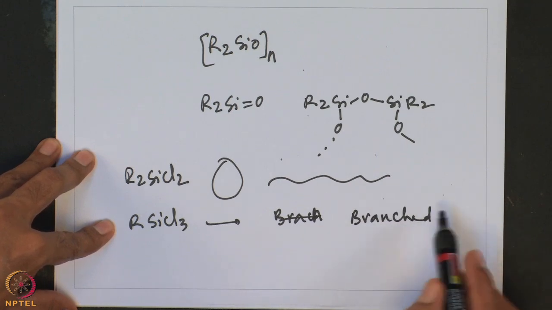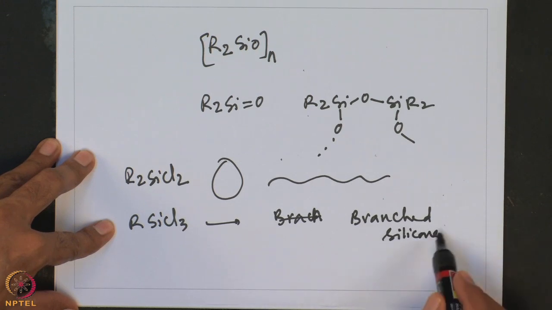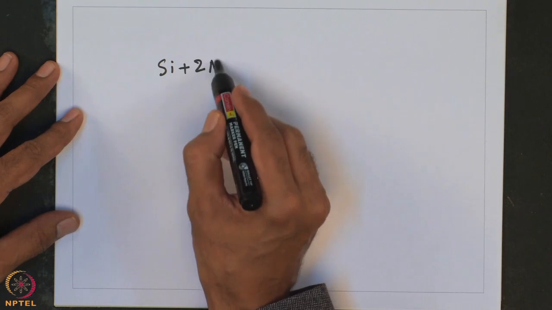Branched silicon also we can see. Okay. So, that means essentially we need to have a starting compound such as R2SiCl2 for this kind of polymerization. So, the general method of preparation of such dichloro species at commercial level involves the treatment of Si with 2 MeCl.